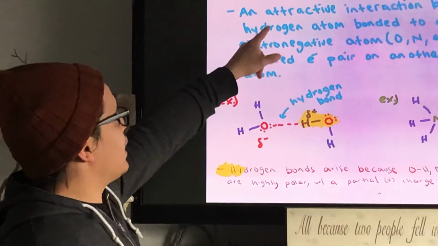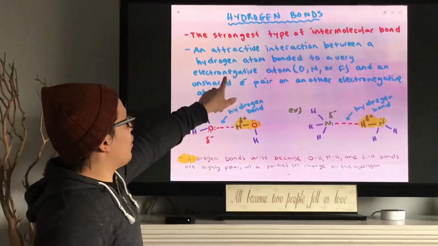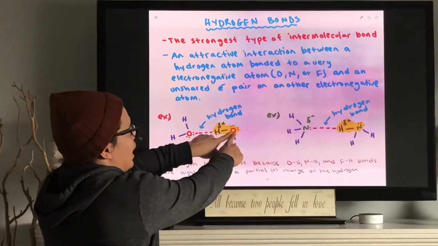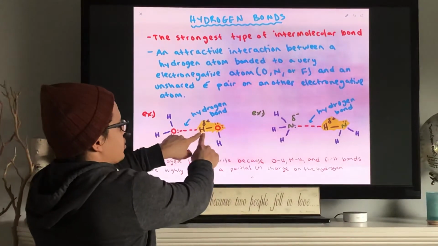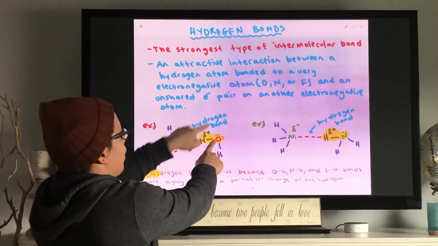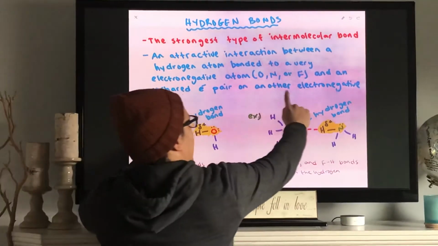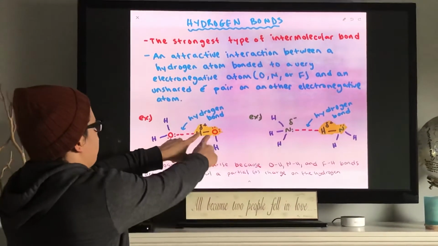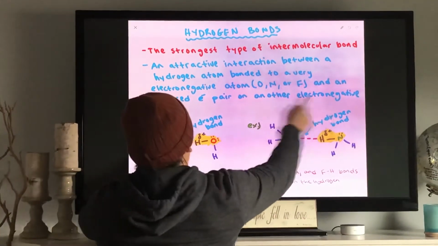It says that it's an attraction between a hydrogen atom bonded to a very electronegative atom. So this hydrogen atom is bound to a very electronegative atom, an oxygen. So that's the first part. Hydrogen is bound to oxygen. And then it's attracted to an unshared electron pair on another electronegative atom. This is the other electronegative atom, the oxygen. This hydrogen is attracted to the unshared electrons of that other electronegative atom.